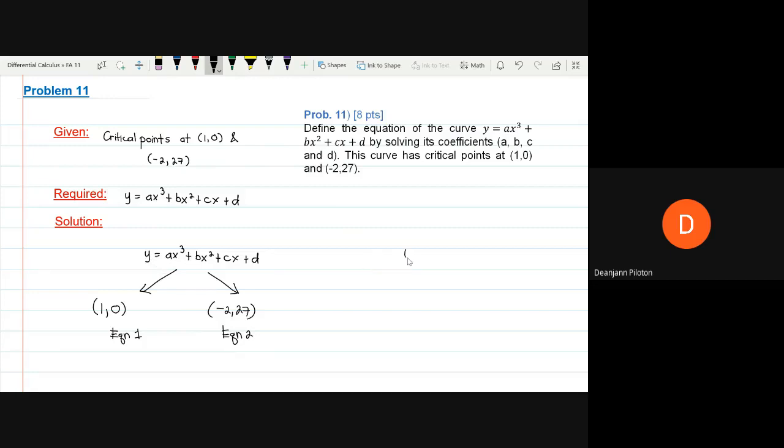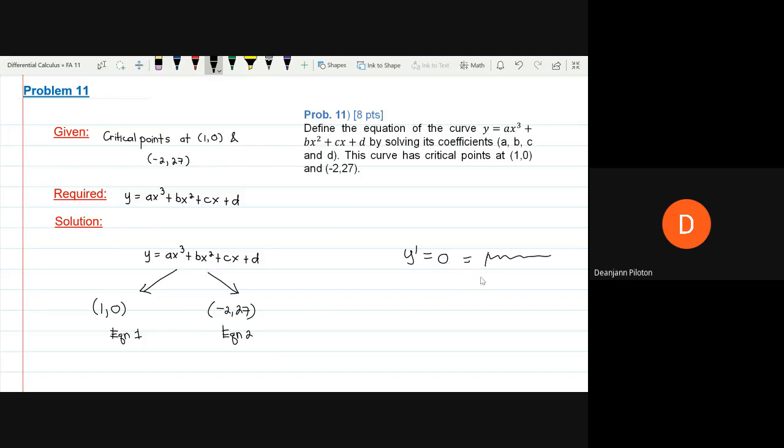So, take the y prime of this. Then equate it to 0, taking note that the slope is 0 at a critical point. So we get an equation, let's say, blah, blah, blah, or let's say, whatever. And later on, you differentiate it, class, then equate it to 0.